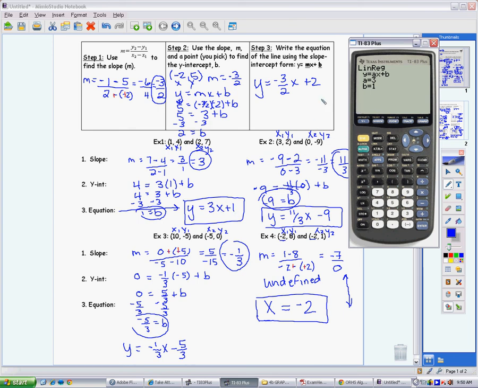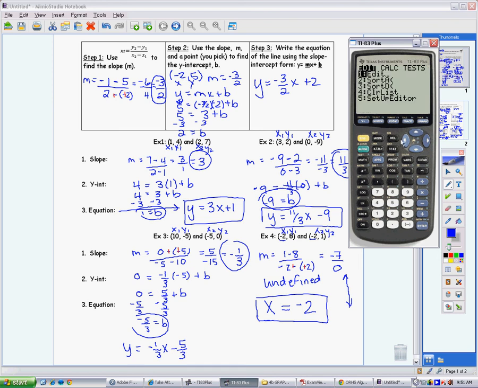Okay, I can do this with example 2 as well. I'm just going to go back to Stat, go back to Edit, and I'm going to change my values. I've got 3 and 0 for my X values, and I have 2 and -9 for Y values, and make sure you use the negative button and not the minus sign.